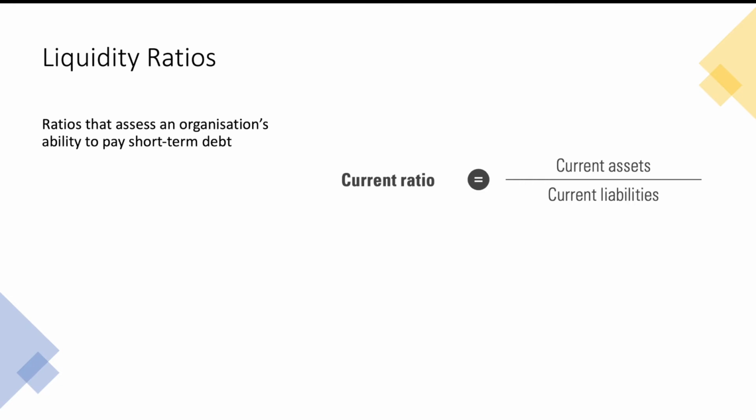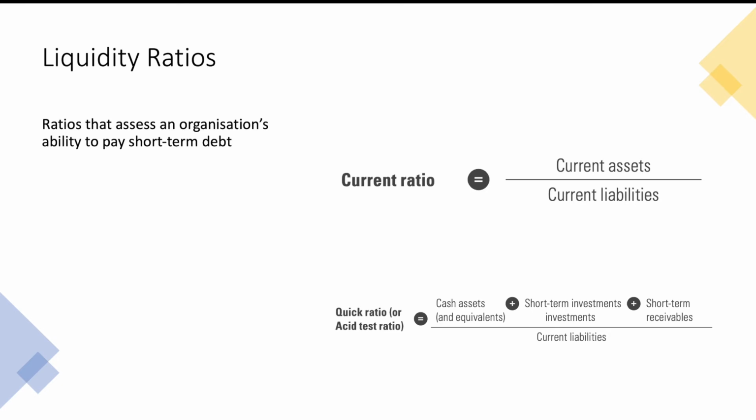Now, the quick ratio or acid test ratio. The quick ratio is equal to cash and equivalents plus short-term investments plus short-term receivables, divided by current liabilities. Why are we saying only these things? Because short-term investments we can sell at any time. So that's why the above ratio has been distilled into a quick ratio.